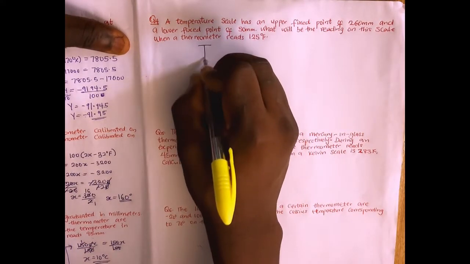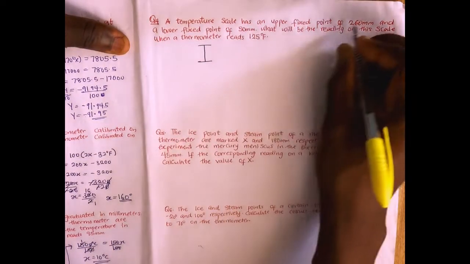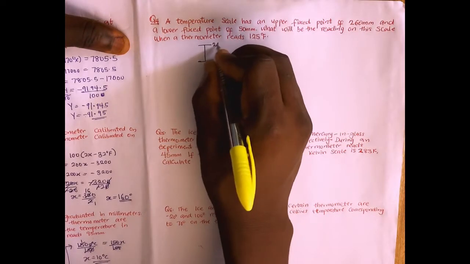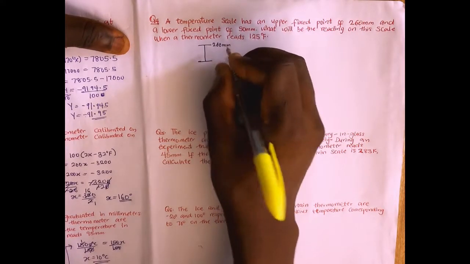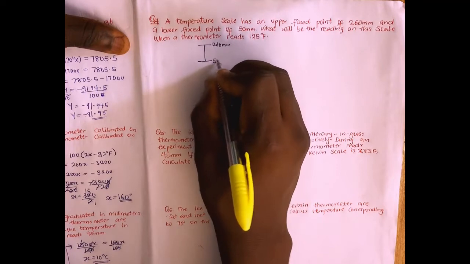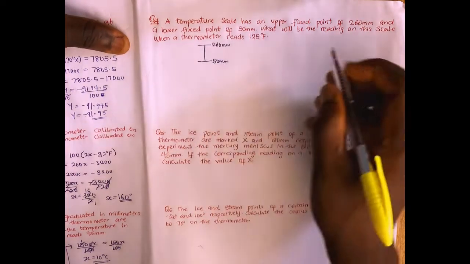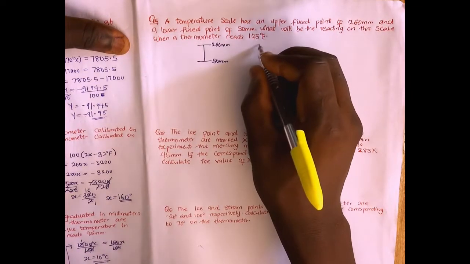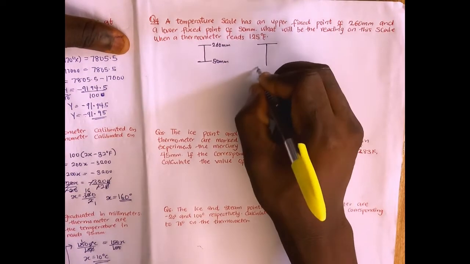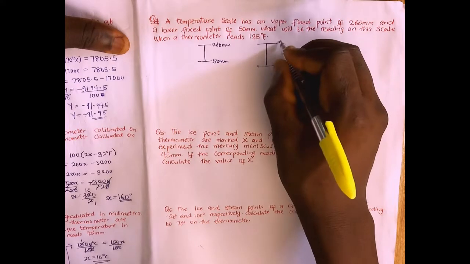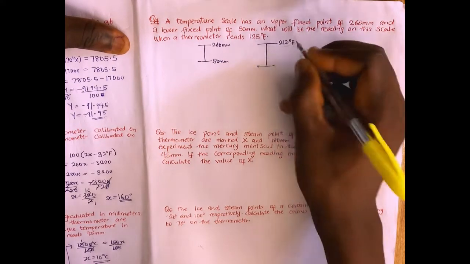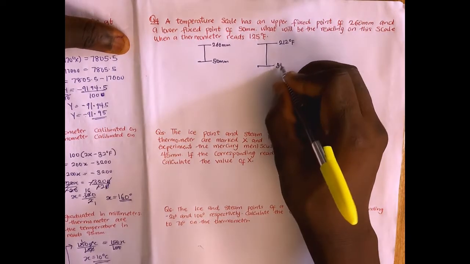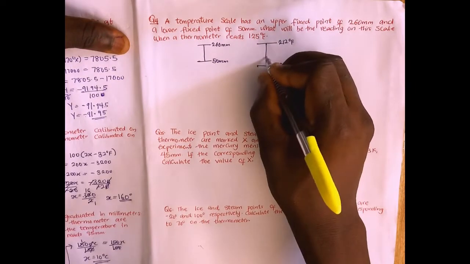A temperature scale has an upper fixed point of 260. That means the upper fixed point is 260 mm, right? And a lower fixed point of 50 mm. The lower fixed point is 50 mm. What will be the reading on the scale when the thermometer reaches 125 degrees Fahrenheit? That means we have to compare it with degrees Fahrenheit, and we know that the upper fixed point of degrees Fahrenheit is 212 degrees Fahrenheit, and also the lower fixed point is 32 degrees Fahrenheit. So in this case now, we have to compare it.